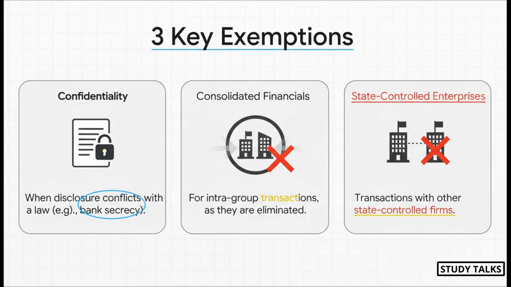One, if another law, like banking secrecy, says you can't disclose it, AS18 won't force you to break the law. Two, in consolidated financial statements. Why? Well, because you're treating the whole group as one big company, so all the internal transactions just cancel each other out anyway. And three, government-owned companies don't have to disclose their dealings with other government-owned companies.